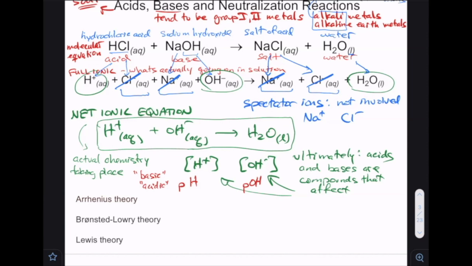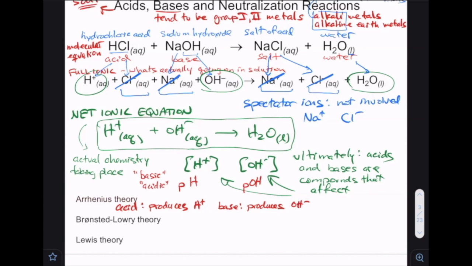But just to give you some simple definitions here, the Arrhenius theory considers an acid as a compound that produces hydrogen ions in solution, and a base is something that produces hydroxide ions in aqueous solution. And by the way, I keep saying in aqueous solution, because acid-base chemistry happens in water. It's all in aqueous solution.